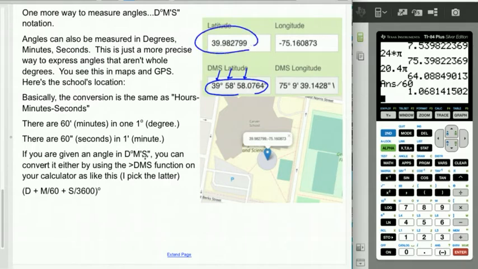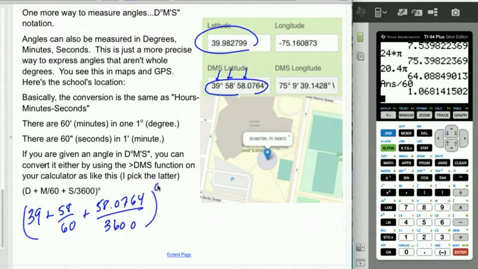So let's just walk through it real quick, right? If I wanted to do this by hand, the way I would convert this is I would write that this is 39, because that's the degrees, plus the minutes over 60, which would be 58 over 60, plus the seconds, which in this case is kind of ugly. It's 58.0764 over 3600, and that would be the number of degrees.